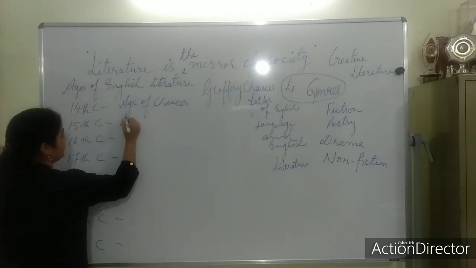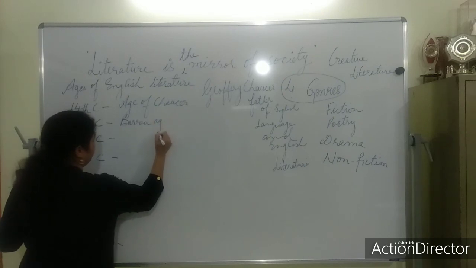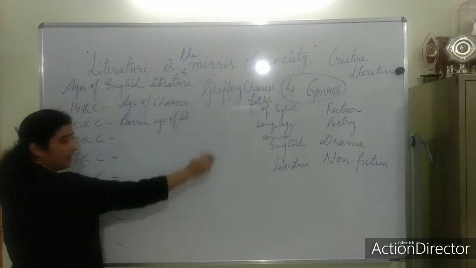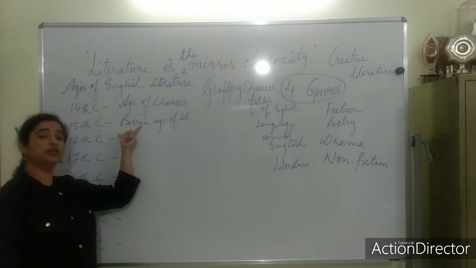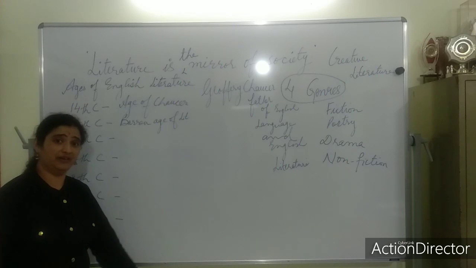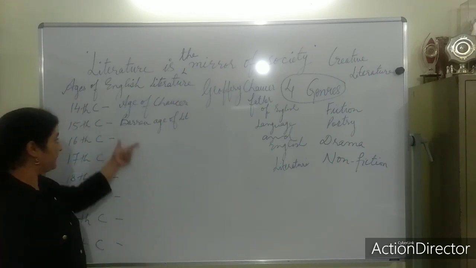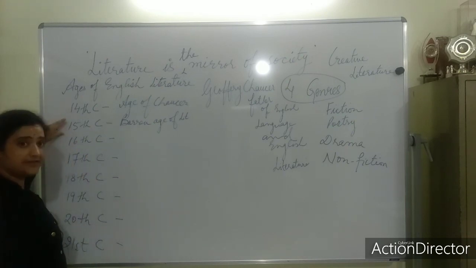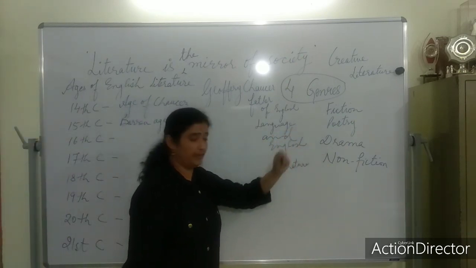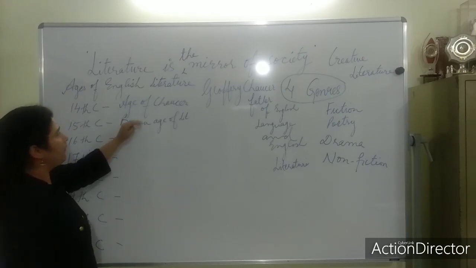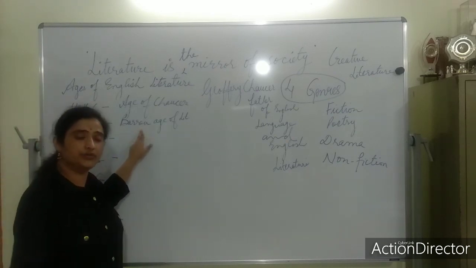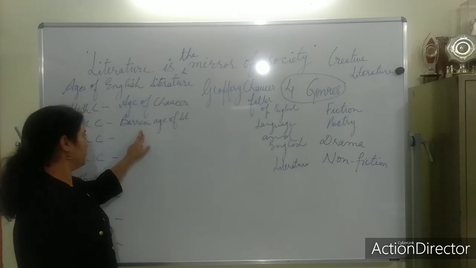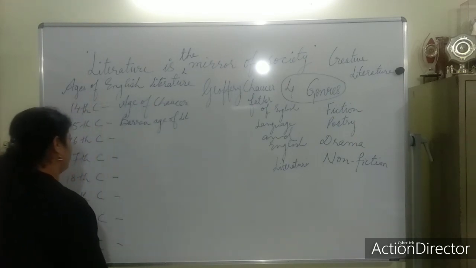Then the 15th century came to be known as the Barren Age of Literature. I'll be using little short forms because the board sometimes goes small. Barren, you understand, is what we call something that is not fertile. Now how can an age or literature be barren? The writers who came in the 15th century, who wrote poetry or drama, simply copied the writers of the 14th century. They could not write something original. They could not write masterpieces. That is why it is the Barren Age of Literature.